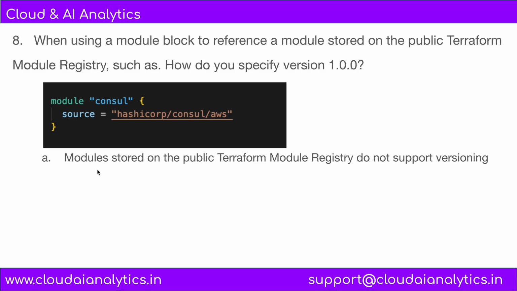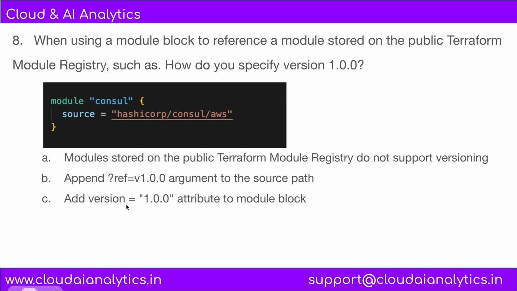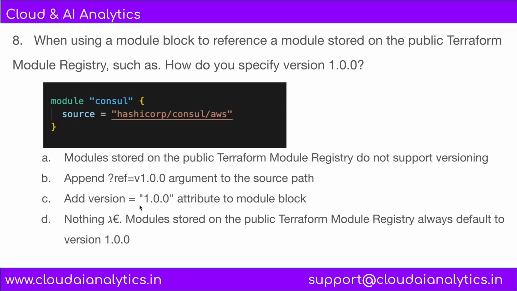The first option is modules stored on the public Terraform module registry do not support versioning. Option B, append a reference equal to version 1.0.0 argument to the source path. Option C, add a version equal to 1.0.0 attribute to the module block. And option D, nothing, modules stored on the public Terraform module registry always default to version 1.0.0. So now pause the video, go through the question and the options and come up with the answer.